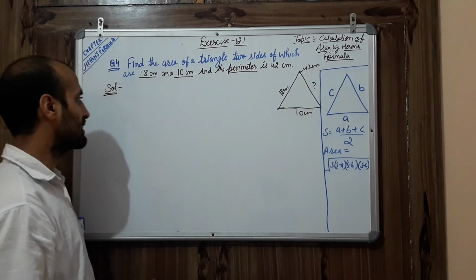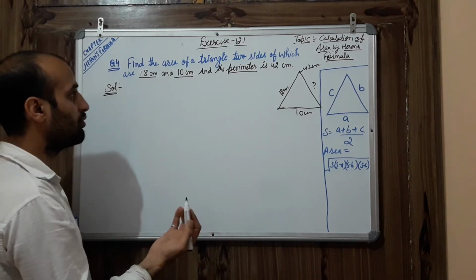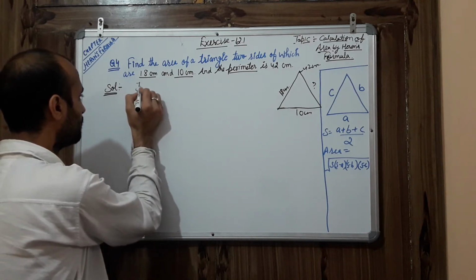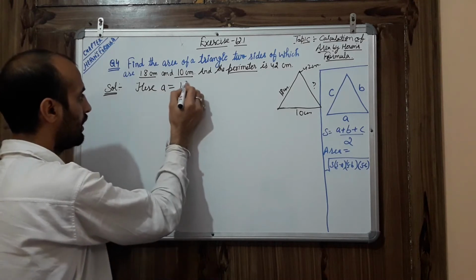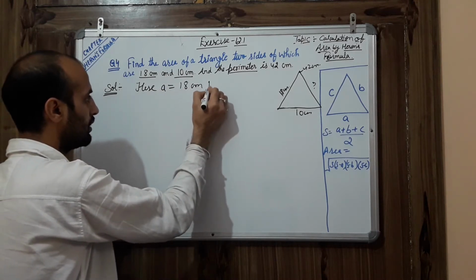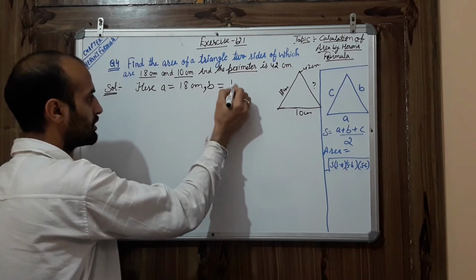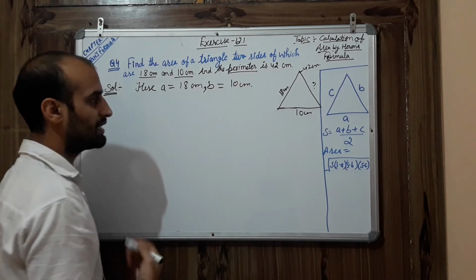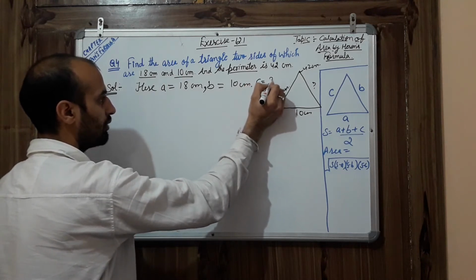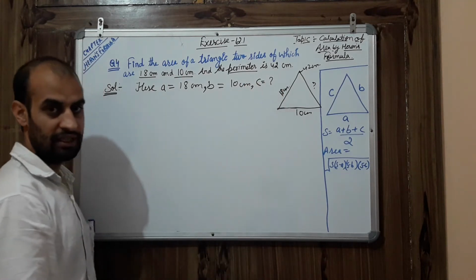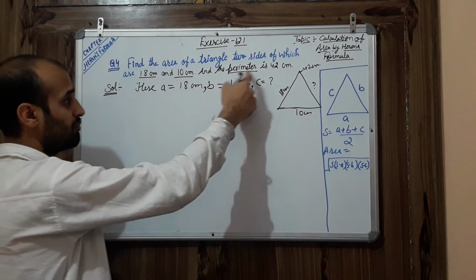So the first task that we need to do here, we need to write A is equal to 18 centimeter, comma B is equal to 10 centimeter, but C is not given to us. So I am writing C is not given. We need to find out C. What is given to us? Perimeter.